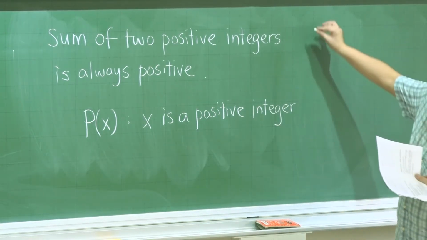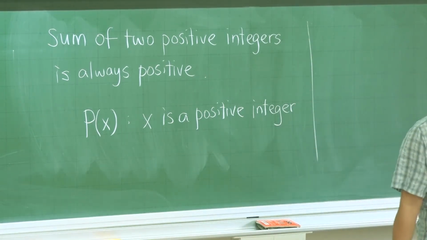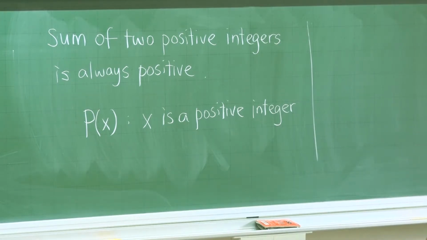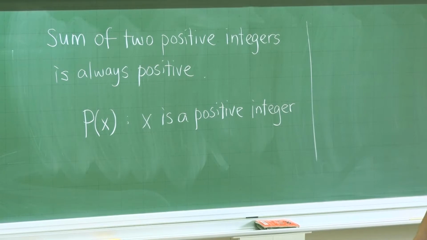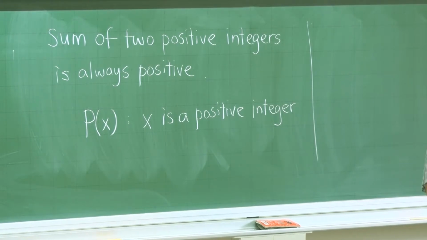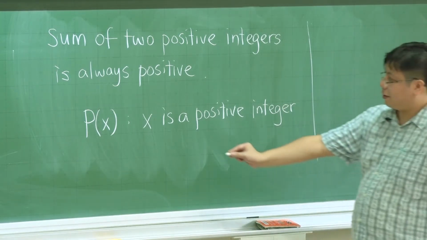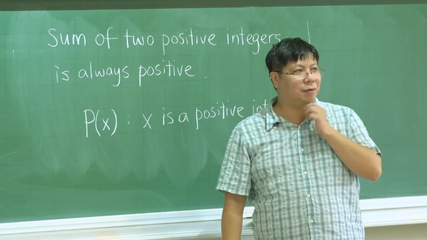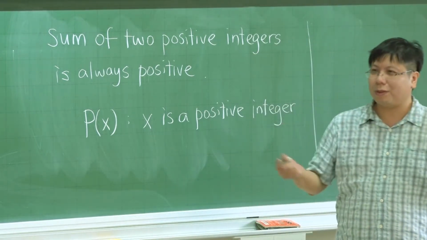Then is there a way to translate this? There can be a lot of translations. Suppose that also for simplicity, let's make it more complicated. Let's say the domain of x is all integers. Okay, the domain of this thing is all integers. Then is there a way to do it? So what is meant by this?